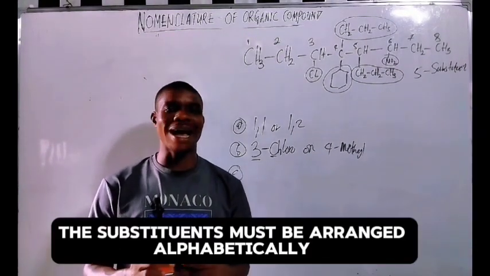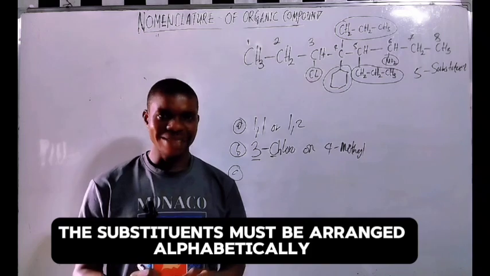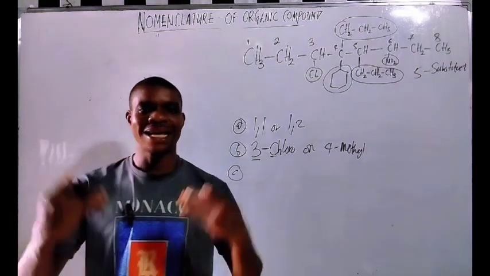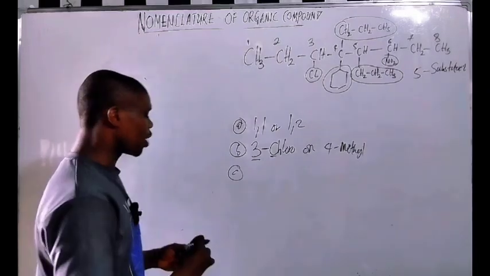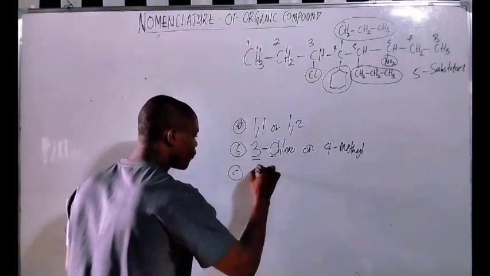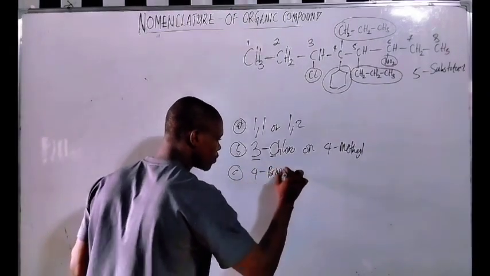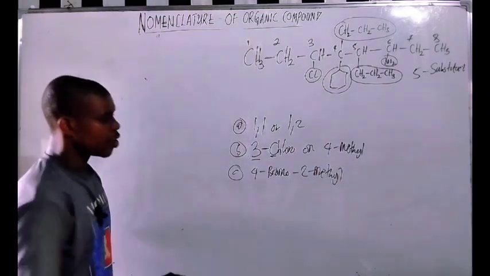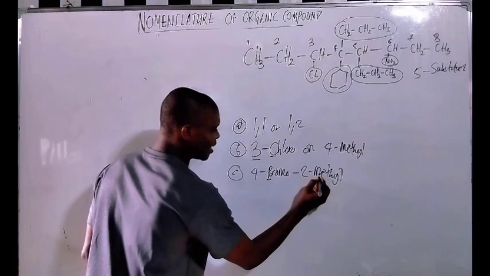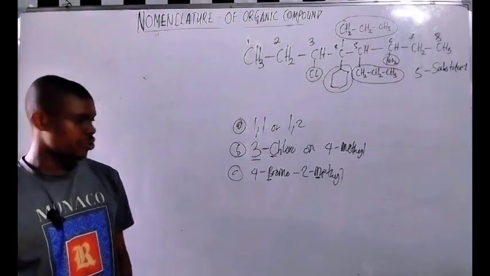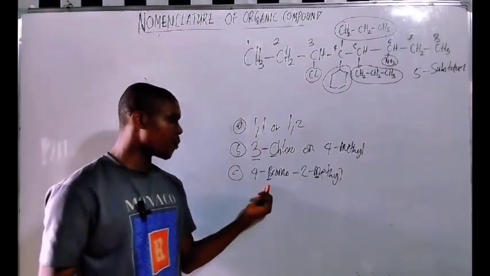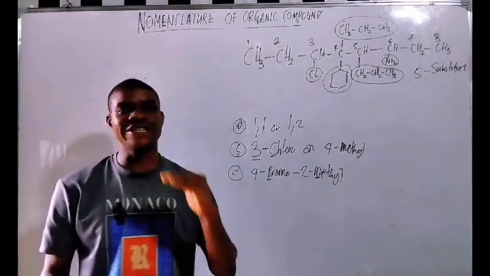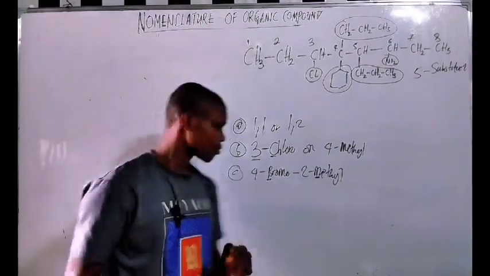C: these substituents must be arranged alphabetically. That is, you must arrange substituents alphabetically. So a good example is going to be 4-bromo-2-methyl. What does it mean? B will come before M in alphabetical order. So you must arrange substituents alphabetically. Do you understand?